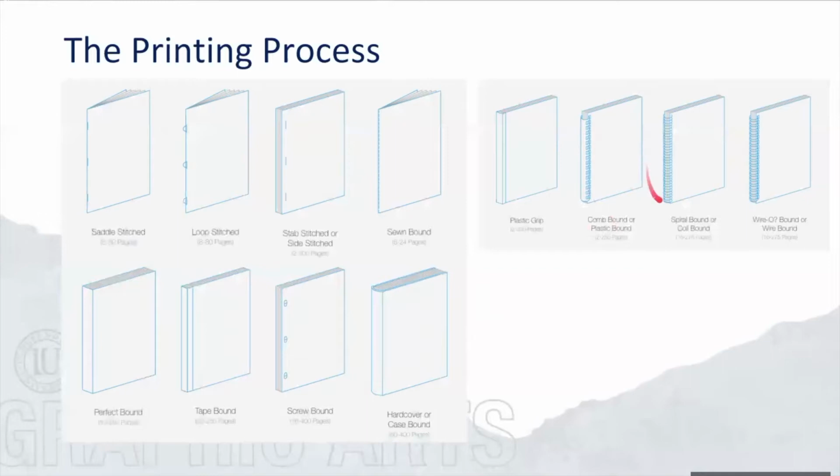Your spiral bound again, or coil bound, but this one can be for 16 to 275 pages, and then your wire O bound. So again, it kind of loops through and it attaches with itself. At the end, it's not a continuous loop like the spiral. There's one loop that comes through and it kind of attaches and attaches and attaches.